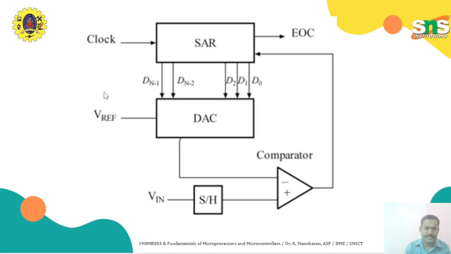Look at this operation. This is the clock pulse given to the successive approximation register. These are the actual data bits, and this is given to the DAC. This is the reference voltage. Here we have the comparator, so this is the input voltage and this is the output voltage. These two will be compared, depending upon whether it is greater or lesser, and the SAR register will be changed accordingly. Within 4 clock cycles, it completes the operation and gives the EOC pulse.